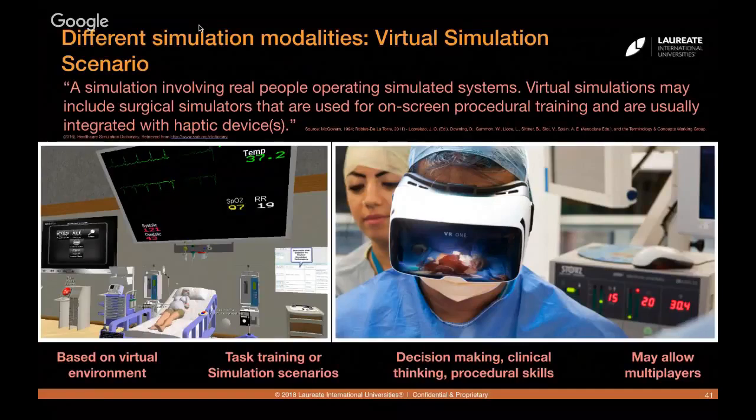So virtual simulation is based on virtual environment. It can be used for task training. I mean, we can use virtual simulation to develop psychomotor skills or simulation scenarios. And we can use virtual simulation for decision making, clinical thinking, procedural skills, communication, etc. And it may allow for multiplayers depending on the objective of the session.